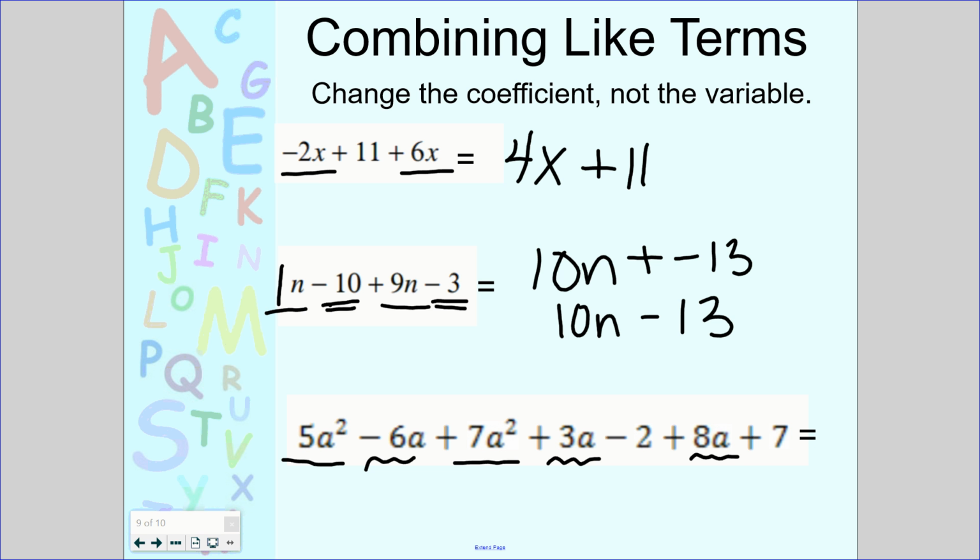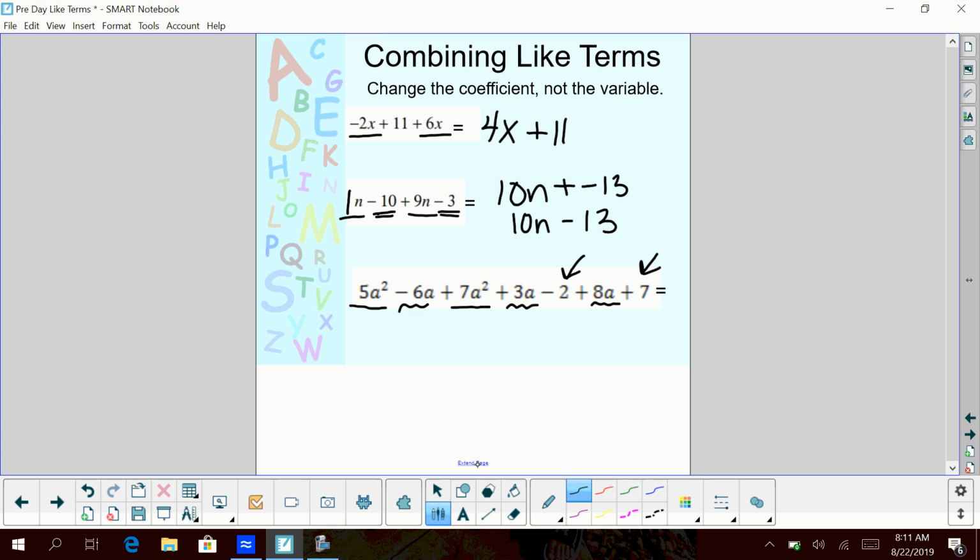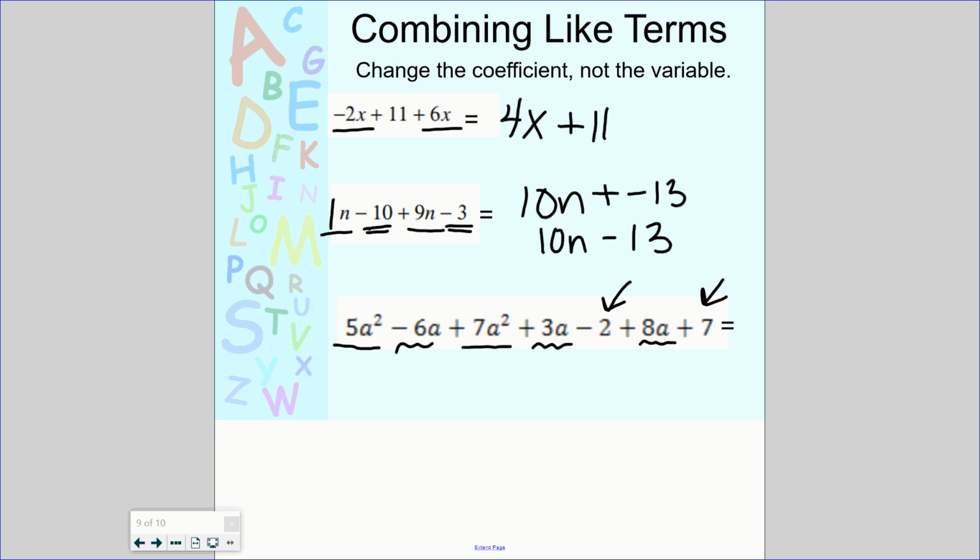And then finally my constants, my numbers without any variables. I have a negative 2 and a positive 7. Let me see if I can move this up a little bit more for you guys. No, maybe not. Is it a little bit better? Maybe? Okay, so my 5a squared and my 7a squared, if I put those together, what do I have?